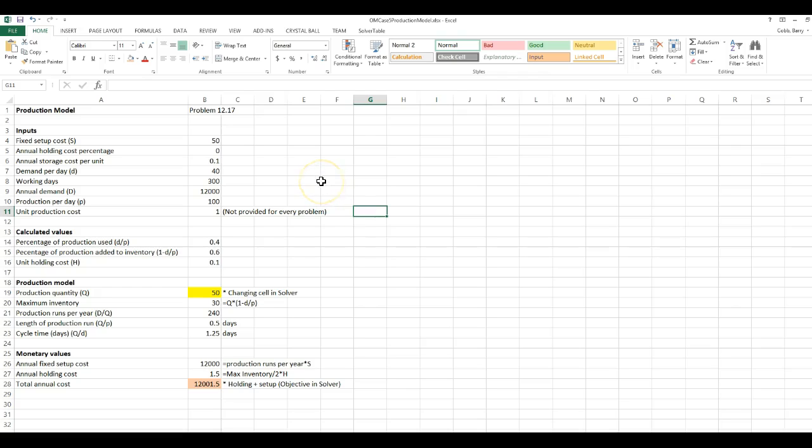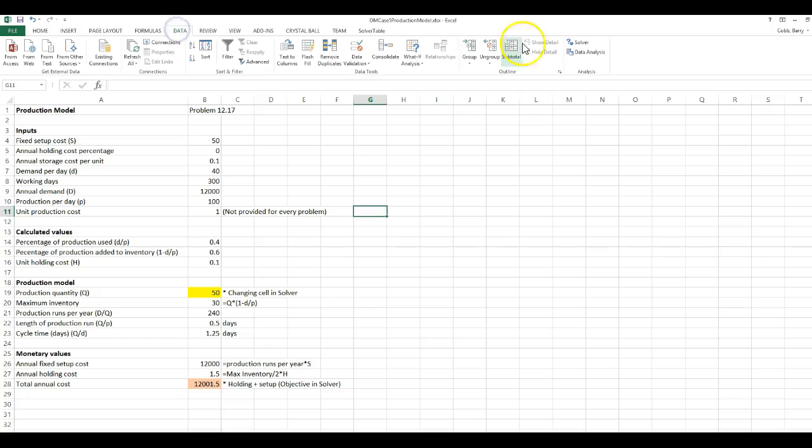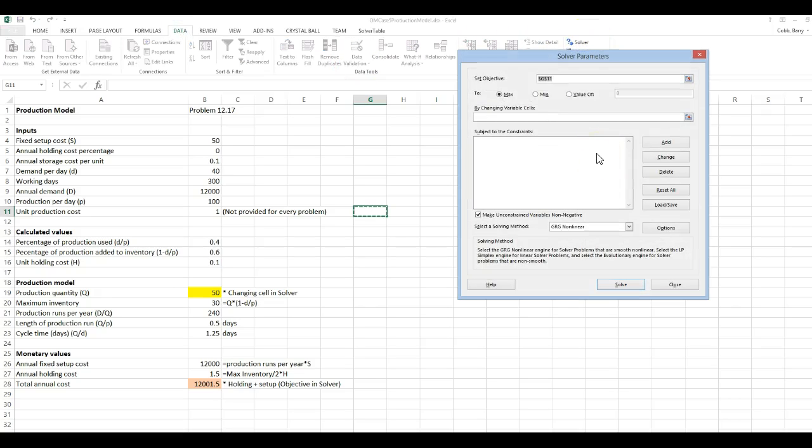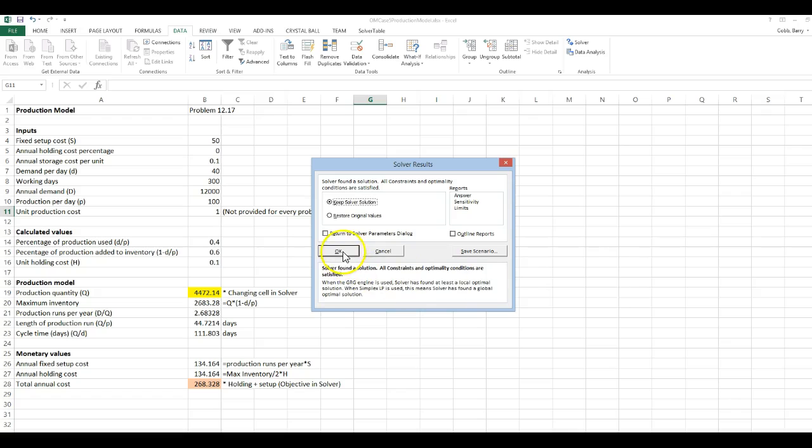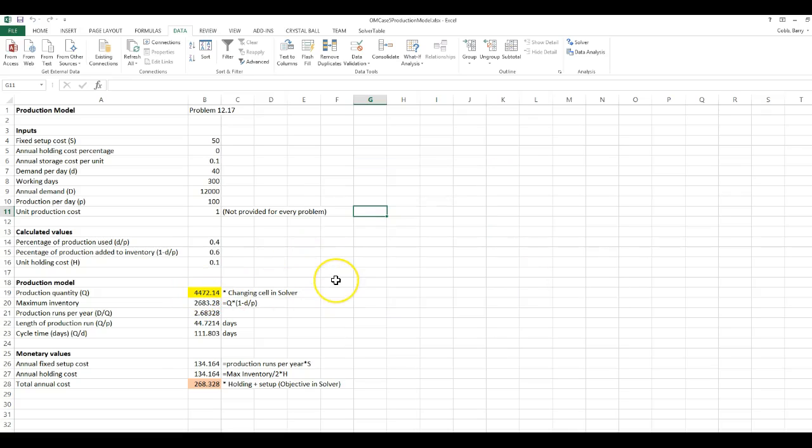We're ready to set up the Solver model. The objective is going to be the total annual cost, and we want to minimize this quantity. The changing cell will be the production quantity of 50, and we don't need any constraints specifically. There are none specified in this problem. So we click Solve, and we find that the production quantity is 4,472 in each production run.